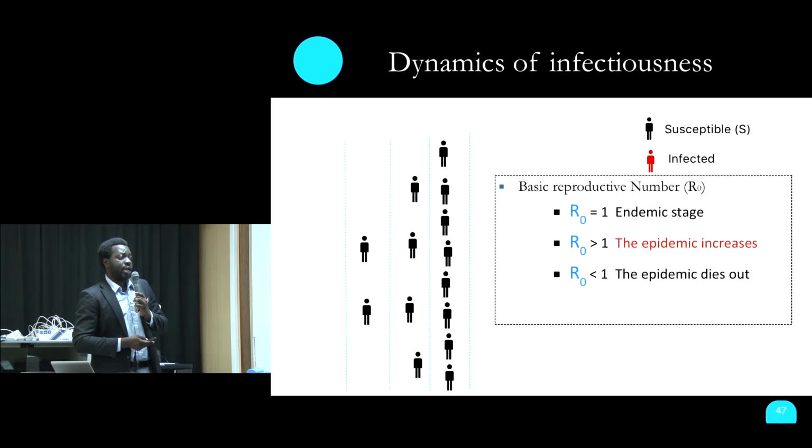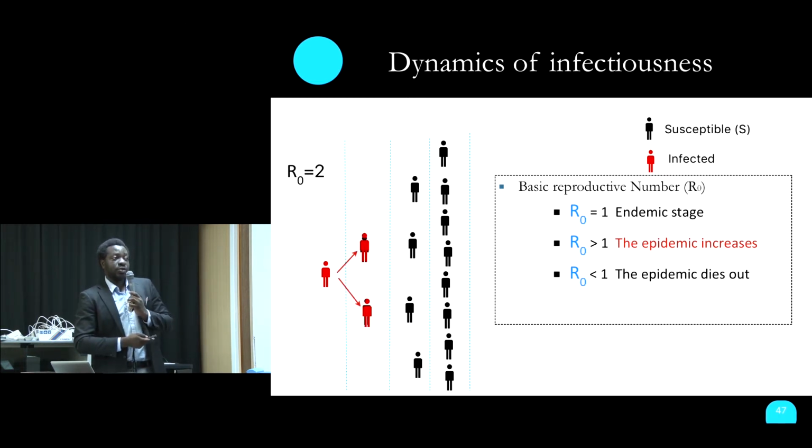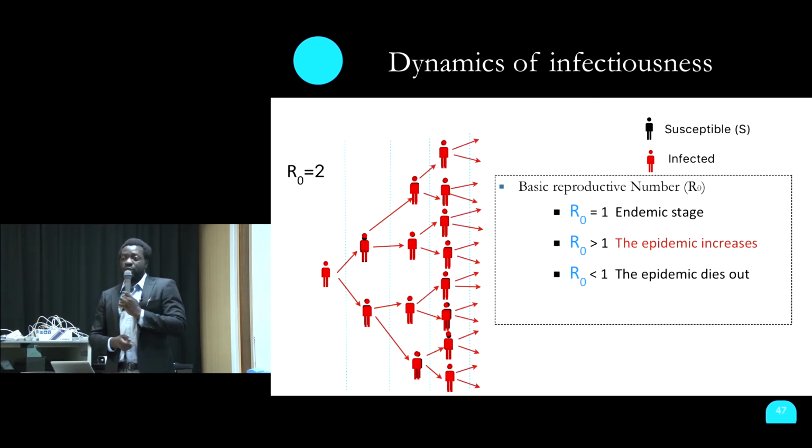In this scenario here, the basic reproductive number is 2, meaning that 1 person can transmit infection to 2 people. So in this case here, it goes like this, it goes, and it goes. So as you can see, the more we go, the epidemic spreads very rapidly. So we have here a risk of epidemic.